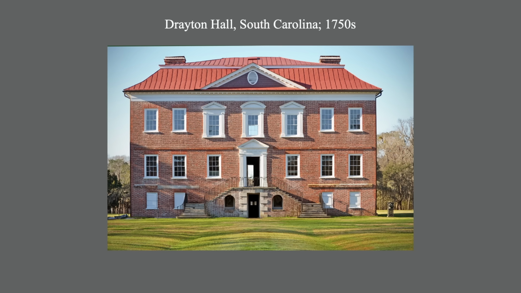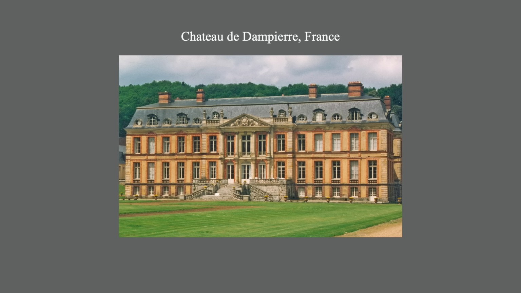A version of the hip-on-hip roof is seen on Drayton Hall. The steep angle and concave shape of the lower hip, contrasting with the shallow hip above, is more akin to the mansard roofs of 17th century high-style buildings in France, such as the Chateau de Dampierre. Drayton's roof form may have resulted from the influence of Huguenot artisans and builders who settled in South Carolina after being expelled from France by Louis XIV.